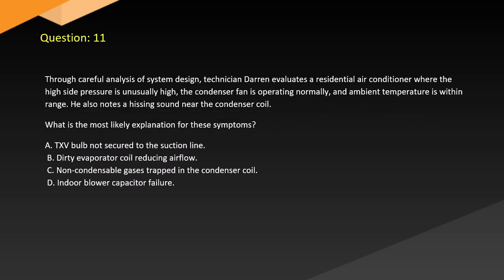Question 11. Through careful analysis of system design, technician Darren evaluates a residential air conditioner where the high side pressure is unusually high, the condenser fan is operating normally, and ambient temperature is within range. He also notes a hissing sound near the condenser coil. What is the most likely explanation for these symptoms? A. TXV bulb secured to the suction line. B. Dirty evaporator coil reducing airflow. C. Non-condensable gases trapped in the condenser coil. D. Indoor blower capacitor failure.